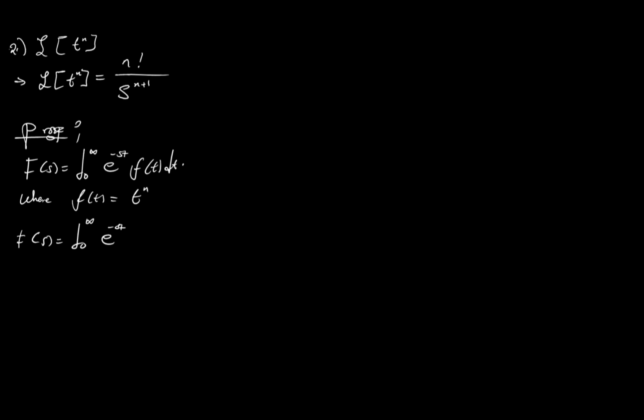Let's see its proof. We know by definition that the s domain is equal to the integral from 0 to infinity of e to the minus st of the t domain f of t dt, where in this context, f of t is equal to t to the n. So the s domain, which is equal to the integral from 0 to infinity of e to the minus st of f of t, which is t to the n dt, will be solved, or proved rather, by using what is known as gamma substitution.